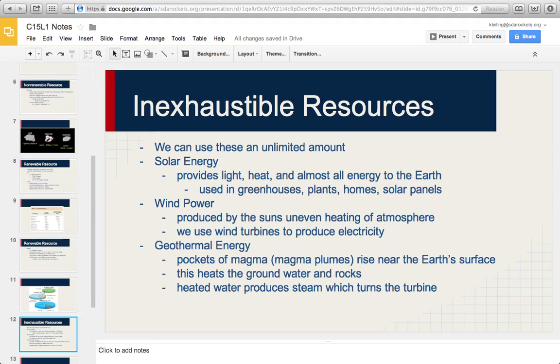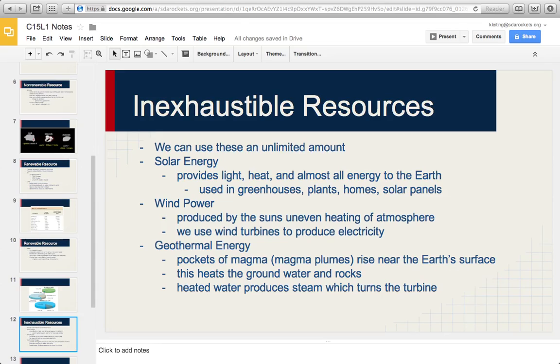Alright, so inexhaustible resources. This might be the one that you might not have talked about. We can use these as an unlimited amount. We're never going to run out of these things. So these would be solar, wind, and geothermal. So solar is obviously energy from the sun. It provides heat, or light, heat, and almost all the energy to the earth. We use it in greenhouses, plants, homes. We use it to power solar panels.